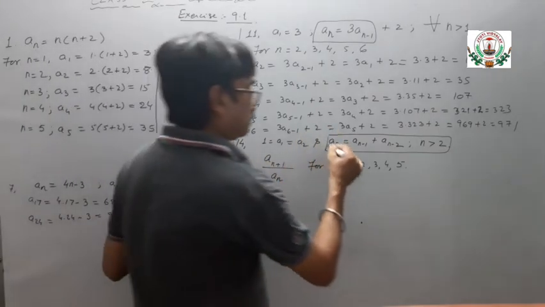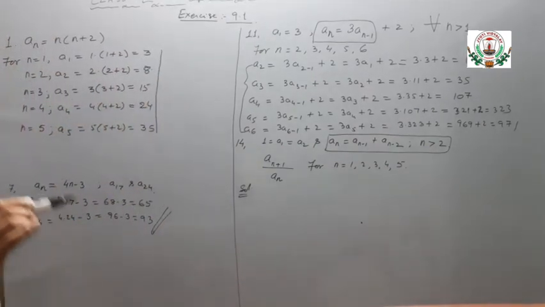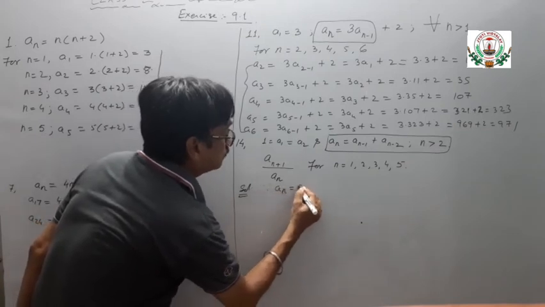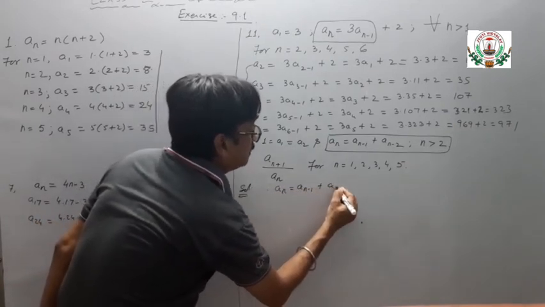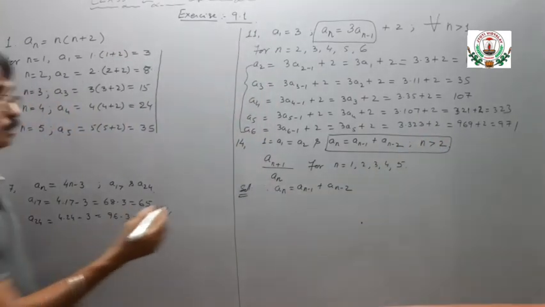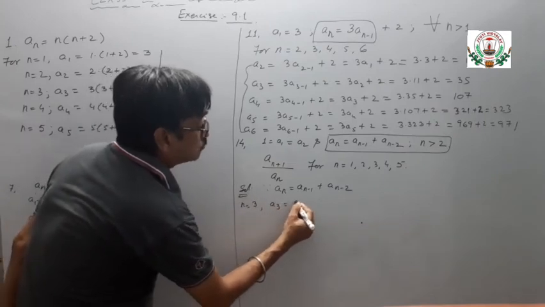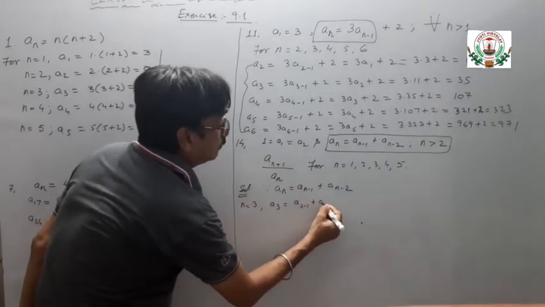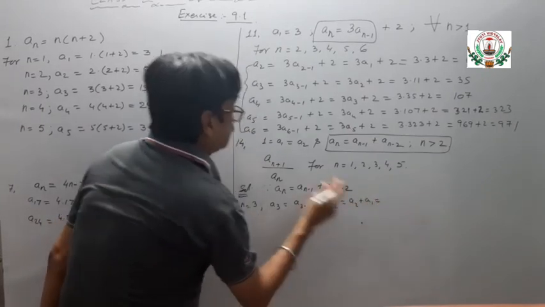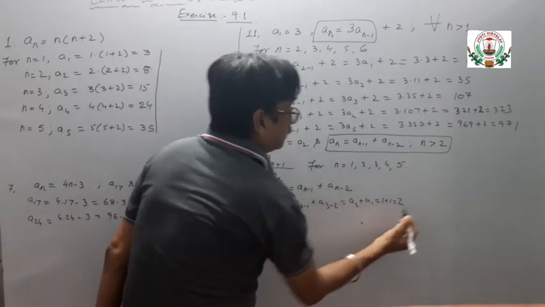So with the help of this formula, first I am going to calculate a3, a4, a5 and a6. Since an is equal to a(n-1) plus a(n-2), here it is given n greater than 2. So for n equal to 3, I will calculate a3 equals a(3-1) plus a(3-2), that is a2 plus a1, and a2 is 1 and a1 is also 1, so 1 plus 1 is 2.